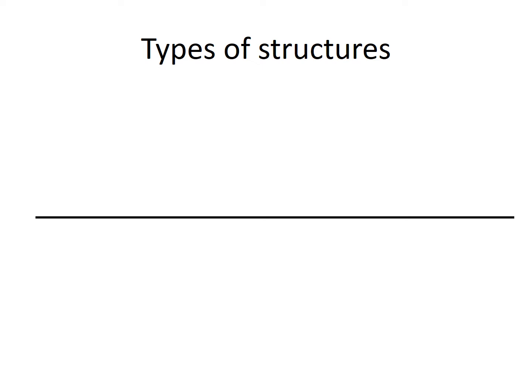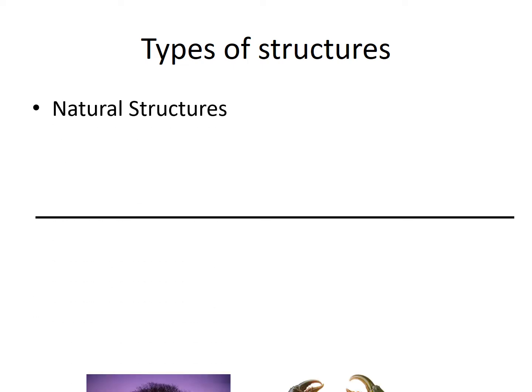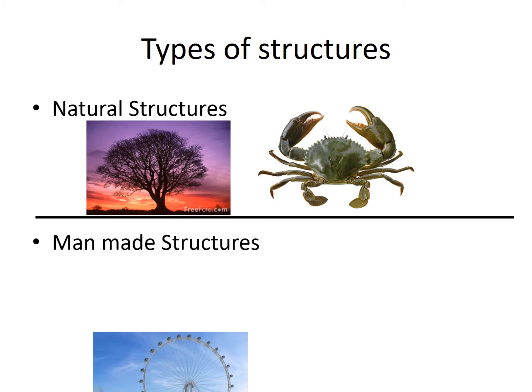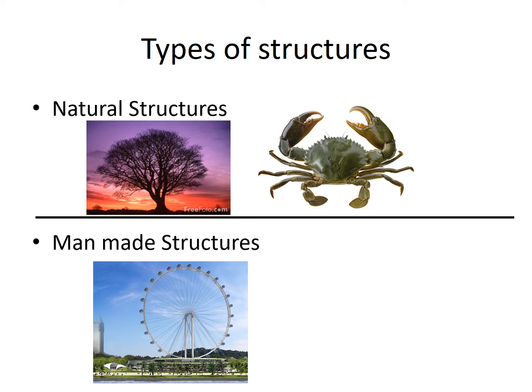There are types of structures in the design and technology syllabus. They can be classified as natural structures, which is basically natural. They can be classified as a man-made structure, which of course is made by a human being.